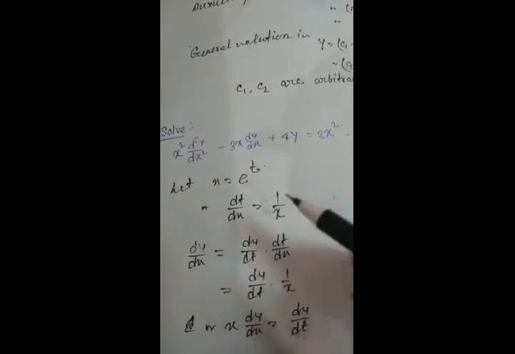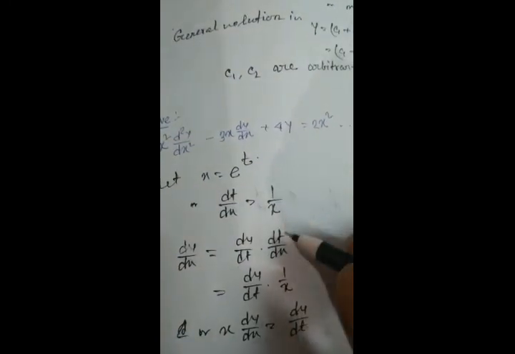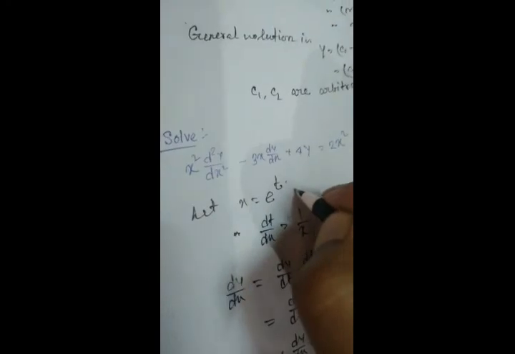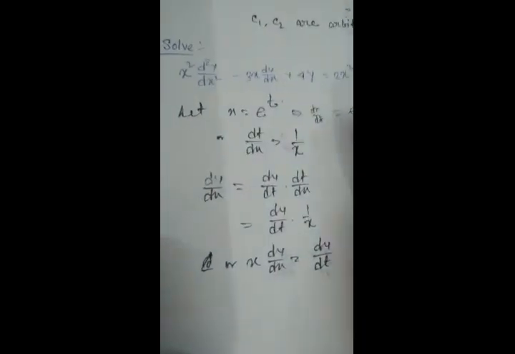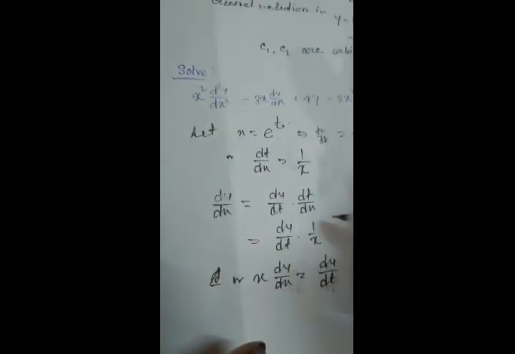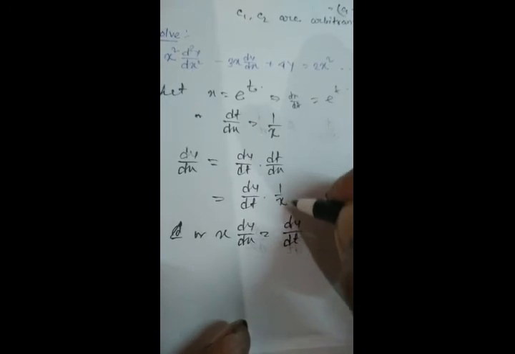For changing the independent variable, we take x = e^t. From here we find dx/dt = e^t, and then dt/dx = 1/x. I think this is clear to you. Now we can write dy/dx = dy/dt times dt/dx by the chain rule. The value of dt/dx is 1/x, so from here we can write x dy/dx = dy/dt.